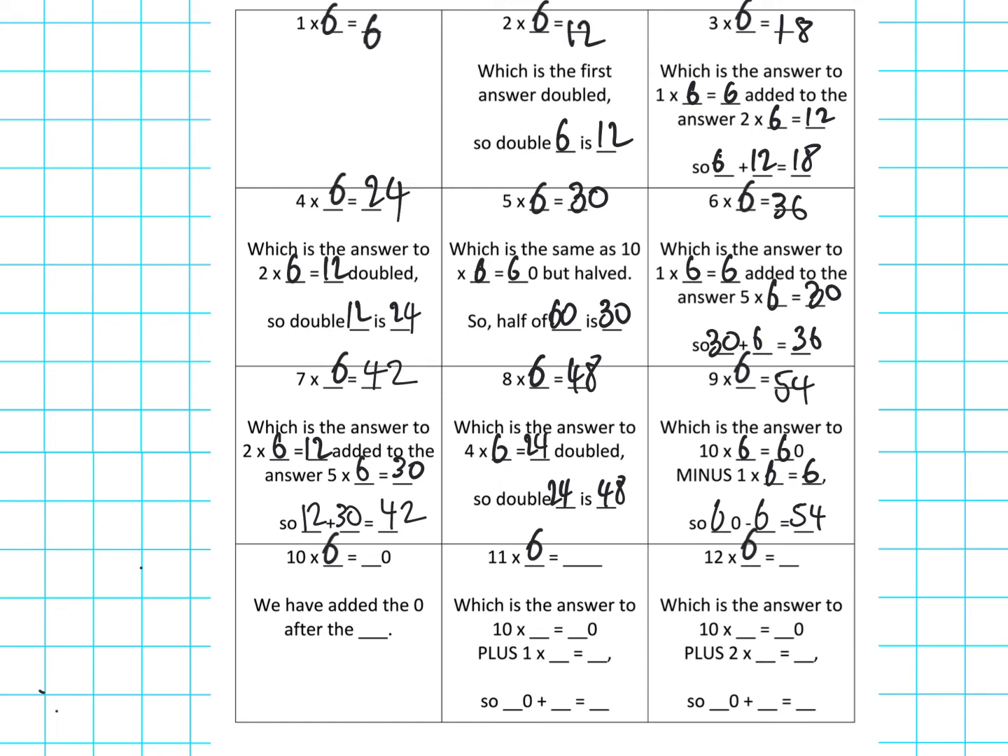And for 10 times 6, we've just added a 0 after the number 6. So that's become 60. 11 times 6, it's the same as 10 times 6, which is 60, plus 1 times 6, which is 6. So it's 60 plus 6, and that equals 66. And then the last one is 10 times 6, which is 60, plus 2 times 6, which is 12. So 60 add 12 equals 72. So our answer here is 72.